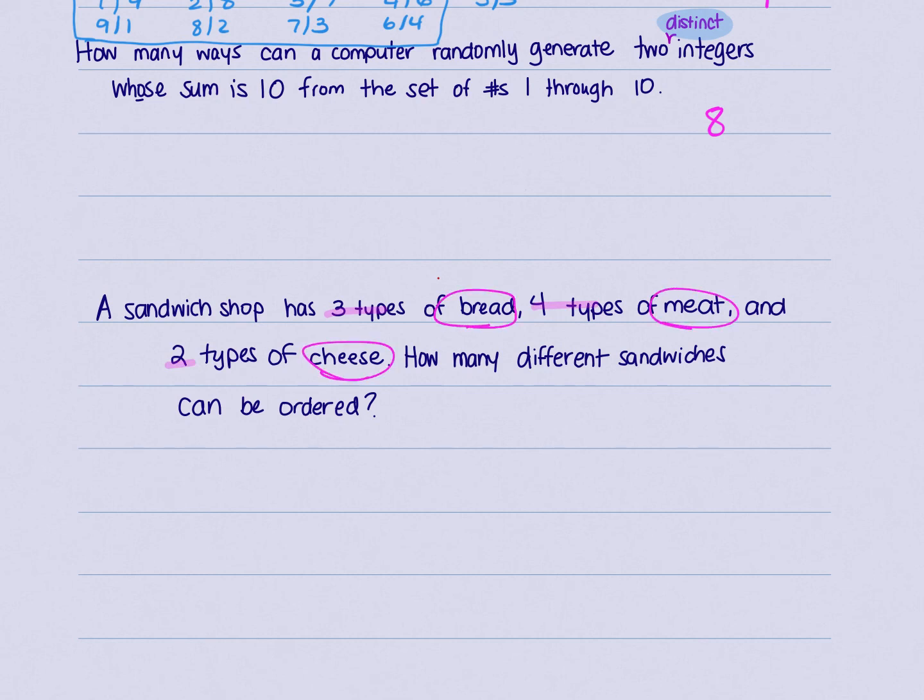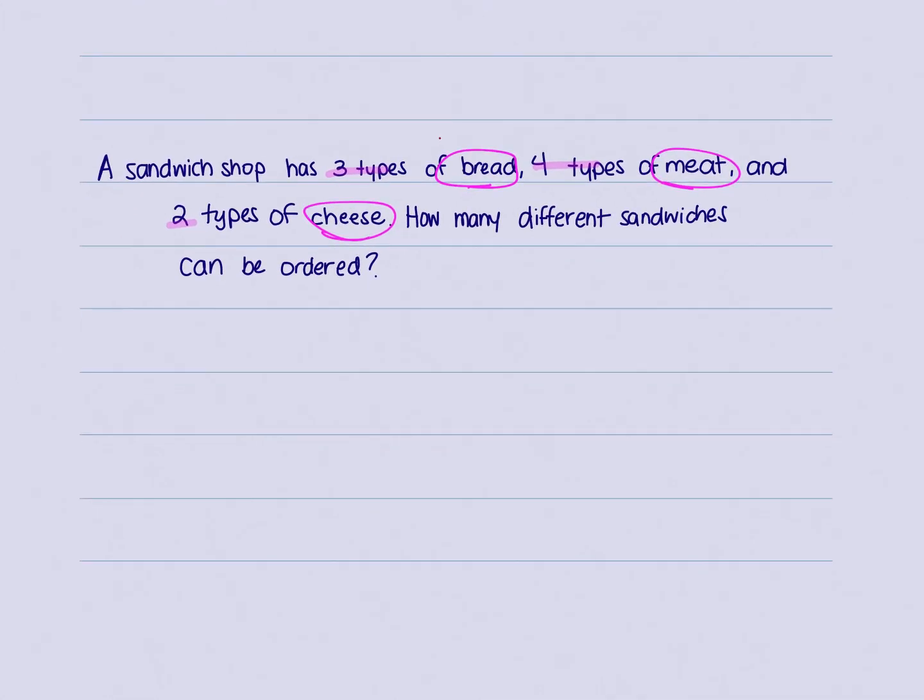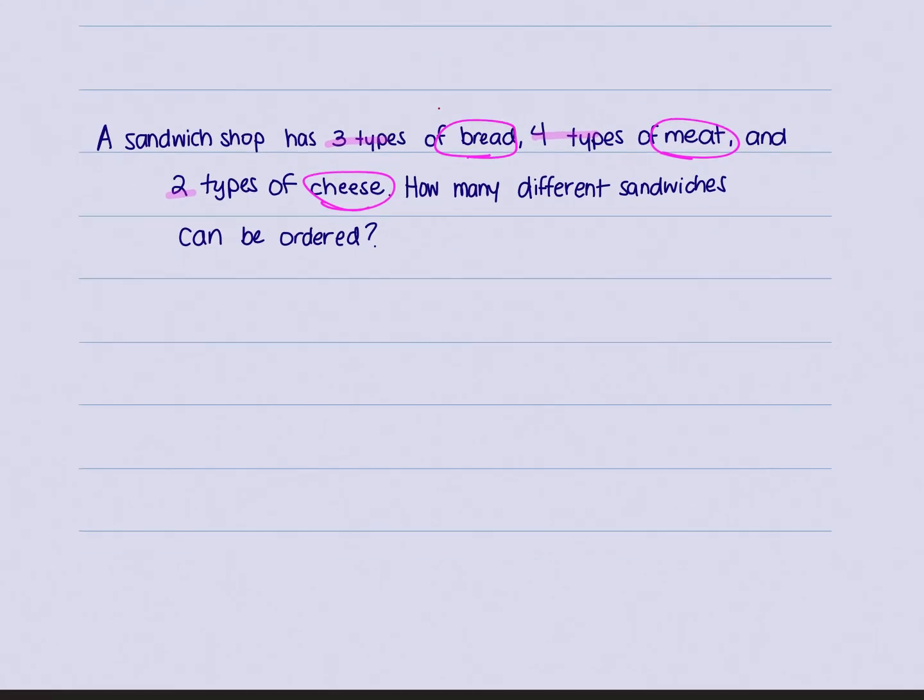If you want to figure out all the different combinations, you're going to multiply out the number of possibilities for bread times the number of possibilities for meat times the number of possibilities for cheese. So 12 times 2, which is 24 different ways you can build a sandwich.